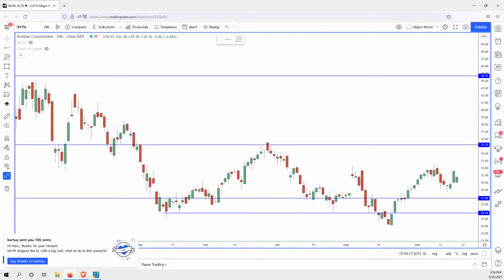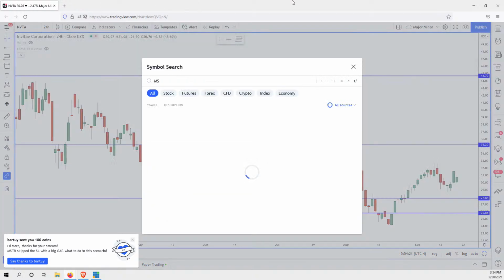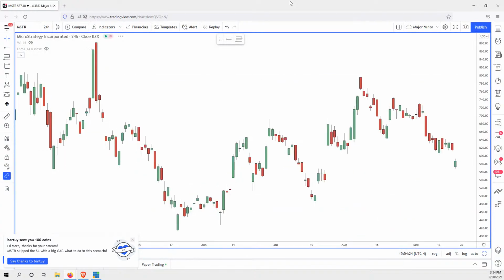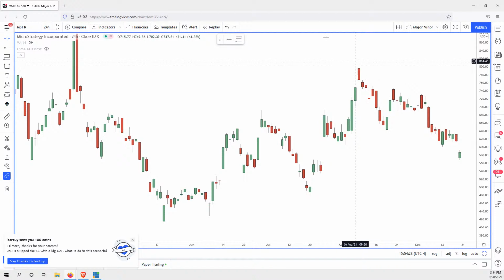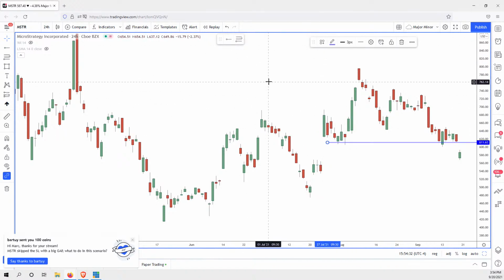Okay, so Bart Guy is asking about MSTR. I remember he asked about this the other day, right? MSTR, and it was a possible long. We were talking about that. But remember what I said? I said if the market breaks, this thing can get hammered. Well, here you go. So now it skipped the stop.